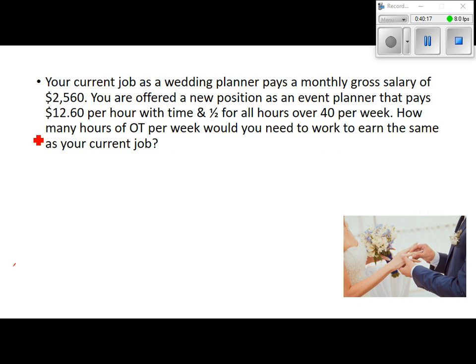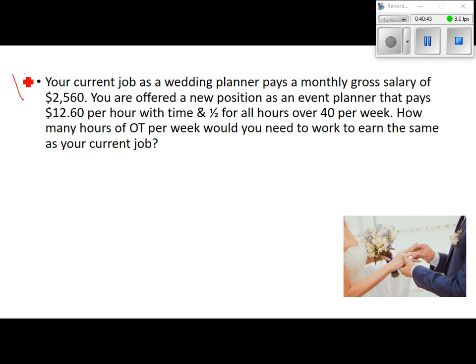Your current job as a wedding planner pays a monthly gross salary of $2,560. You're offered a new position as an event planner that pays $12.60 per hour with time and a half for hours over 40. How many hours of overtime per week would you need to work to earn the same as your current job?